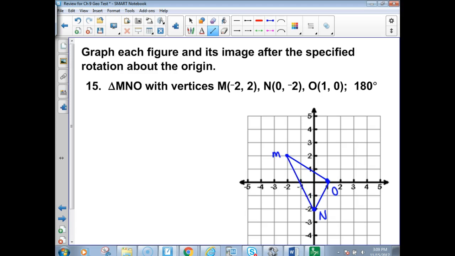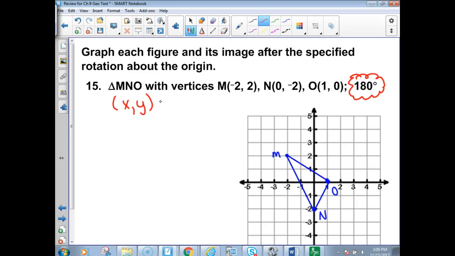Okay, now it says to do a 180-degree rotation. So you look up the rule for 180-degree rotation if you didn't remember it. And it's going to look like this. It's going to say X and Y, and then it has an arrow that goes to negative X, negative Y, which means change the sign of X and Y.